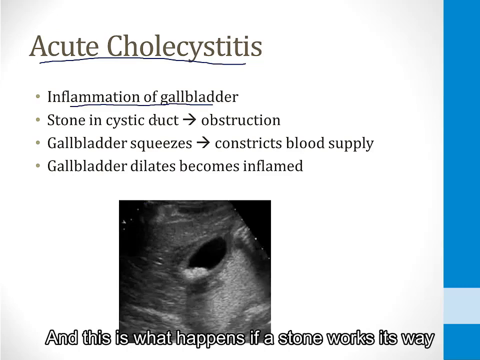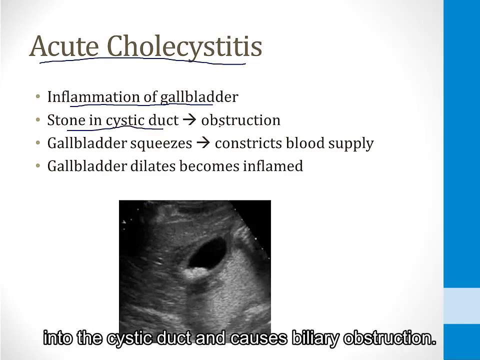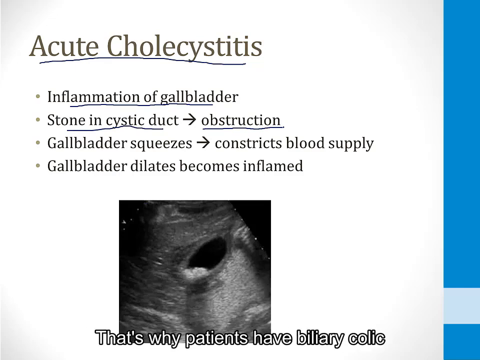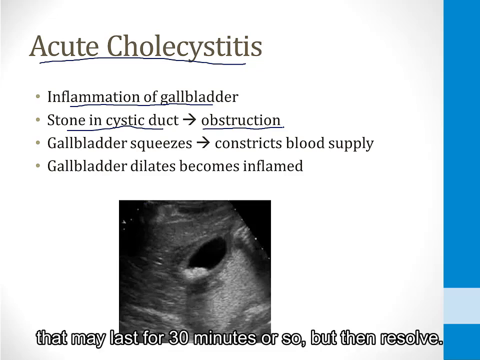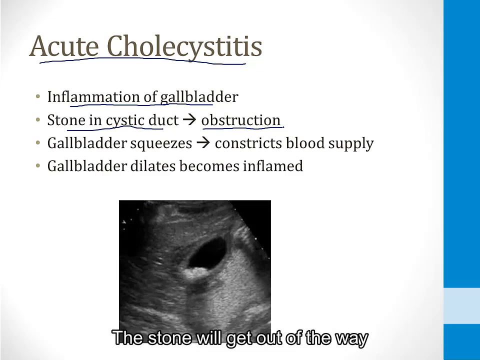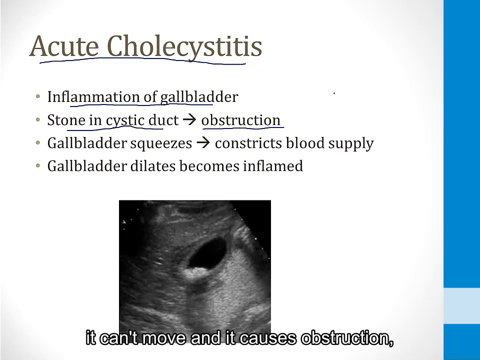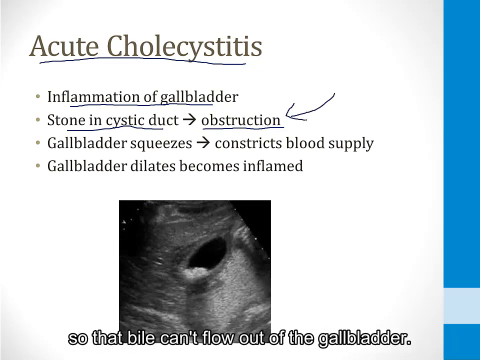gallbladder, and this is what happens if a stone works its way into the cystic duct and causes biliary obstruction. When stones are inside the gallbladder, they can move out of the way. That's why patients have biliary colic that may last for 30 minutes or so, but then resolve. The stone will get out of the way and the bile will begin to flow. However, if the stone wiggles its way into the cystic duct, it can't move and it causes obstruction so that bile can't flow out of the gallbladder.